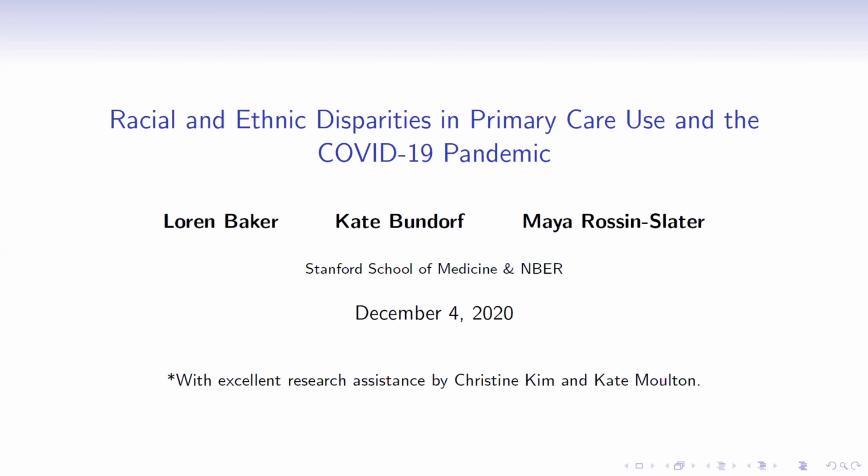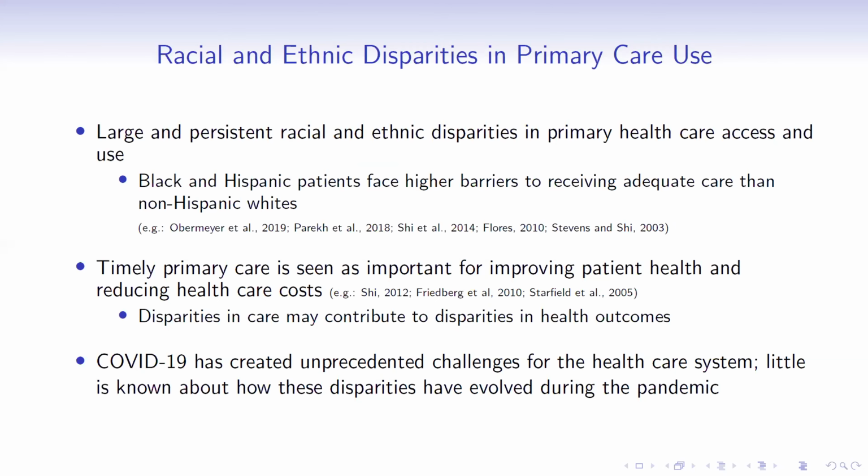So we're looking at racial and ethnic disparities in primary care use in the COVID-19 pandemic, of course. Just to motivate this work, as everybody at this conference knows, there exist large and persistent racial and ethnic disparities in access to primary health care and use. Broadly speaking, Black and Hispanic patients face higher barriers to receiving adequate and timely care than their non-Hispanic white counterparts. While the evidence on the impact of primary or preventative care on health outcomes as well as healthcare spending is varied and mixed, broadly speaking, we think that timely primary care is important and therefore disparities in care might contribute to disparities in health outcomes.